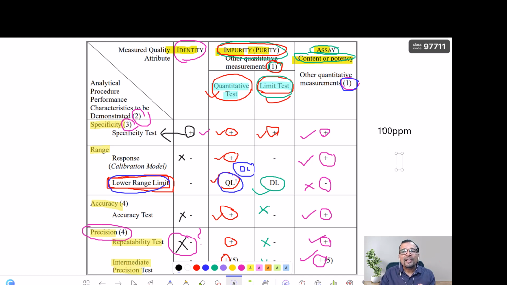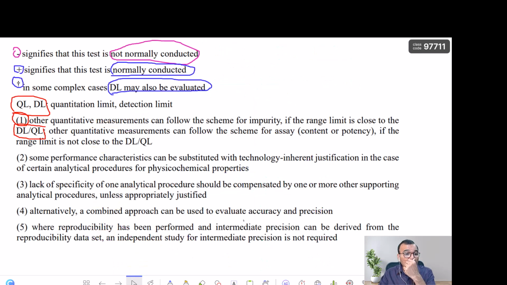So, as this is not exactly the assay or content or potency of the drug substance, but this is the substance which acts as an antioxidant, and for such a substance, we need to also follow the performance characteristics as defined under the assay content or potency. This is the meaning of the point number one. Right. So what is the next point? That is the point number two.